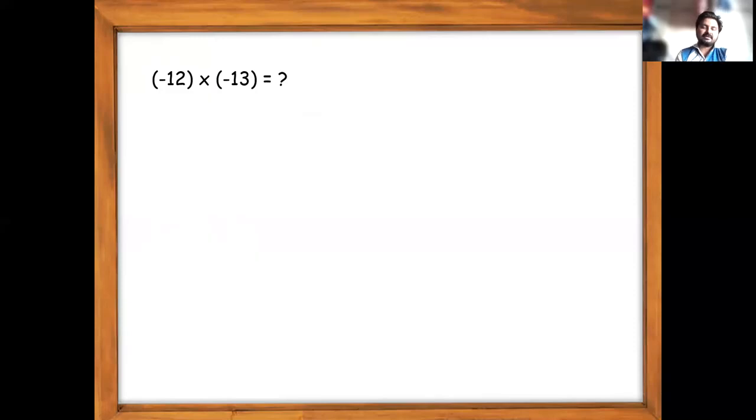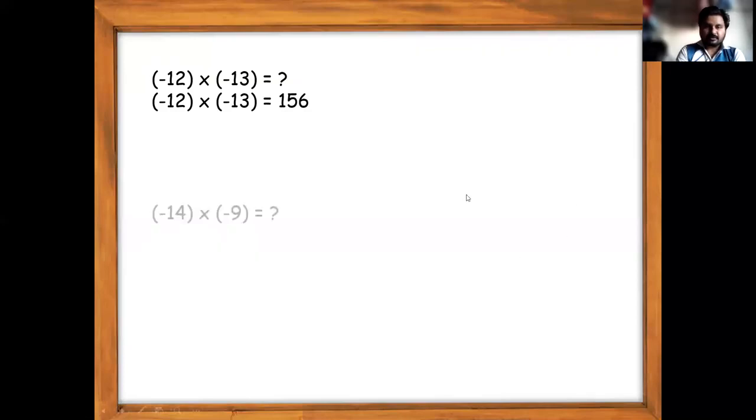Now look at this sum carefully and tell me what is your observation with respect to the sign of both the integers. Yes, both are negative integers. Now I want you all to tell me what would be the final answer for this sum. Very good. The final answer is 156. I want you all to note down the sign of the final answer. It is positive. Yes, just keep it in your mind and let us proceed.